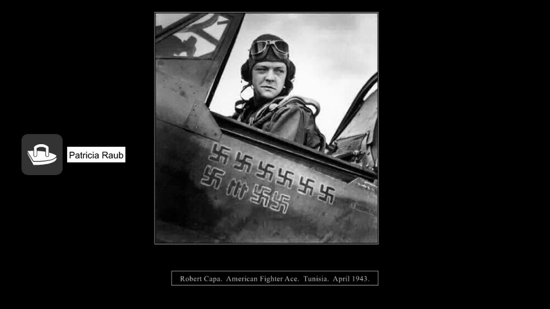Note Kappa's camera angle here. The pilot looks in full control, and the expression on his face suggests this as well. And we're looking up at the pilot. On the side of the plane, he has marked the number of planes that he has shot down.